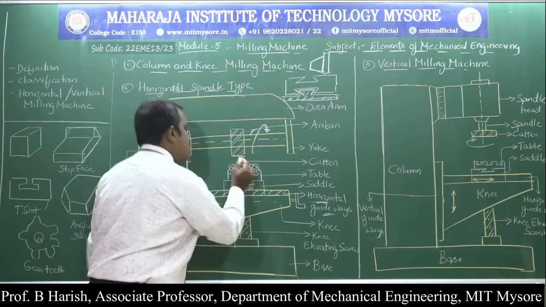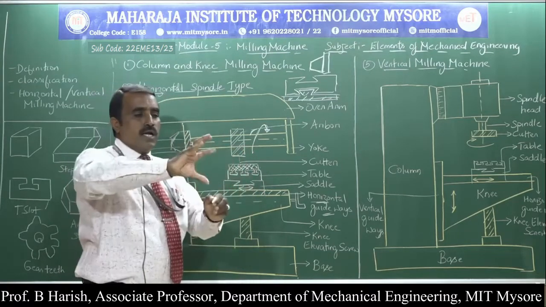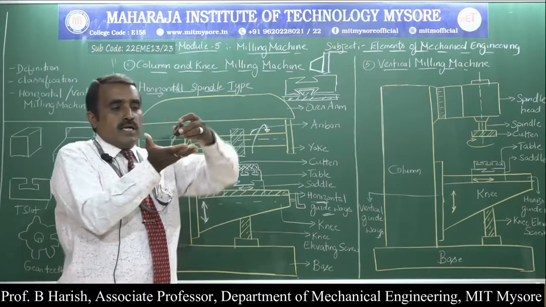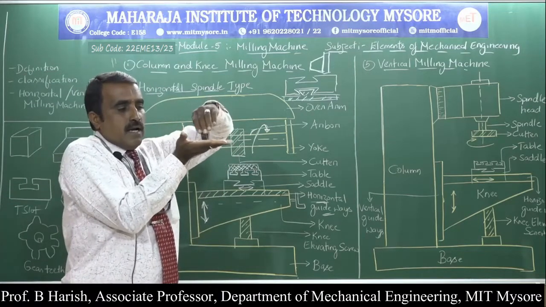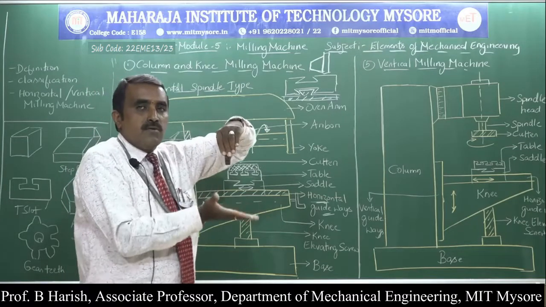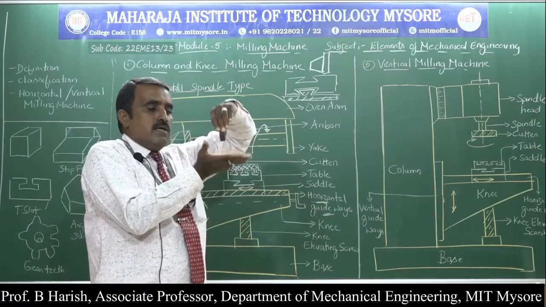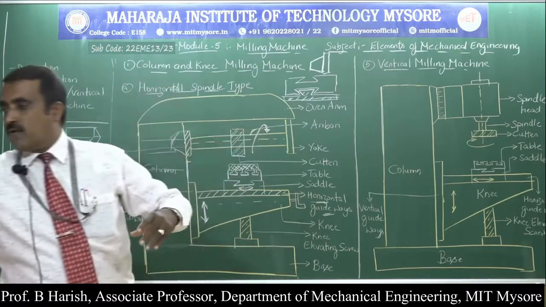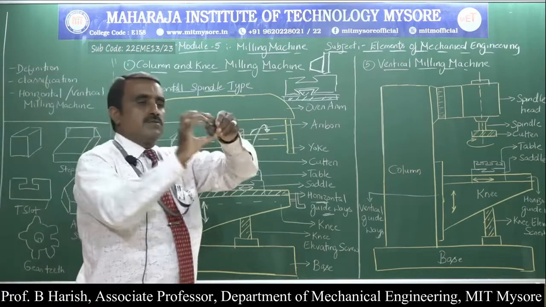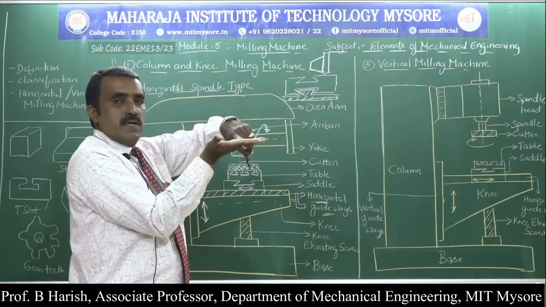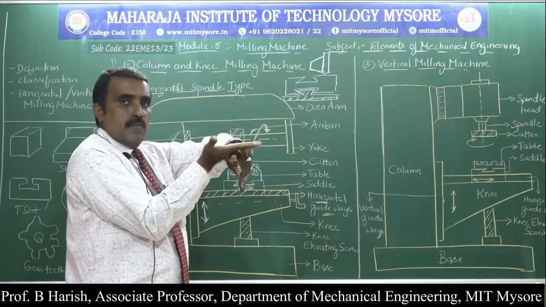So if you have the rotating tool like this, as the tool rotates, the workpiece is made to come in contact with the surface. As you move the table, the cutter has cutting edges, so this is the cutter. This is the surface of the workpiece, which is placed on the table.